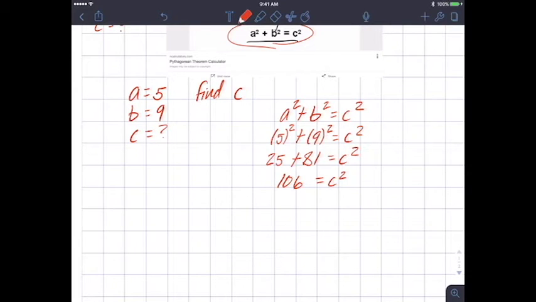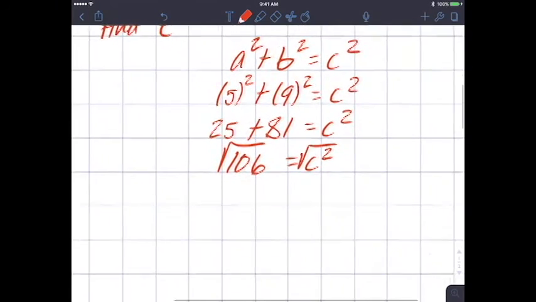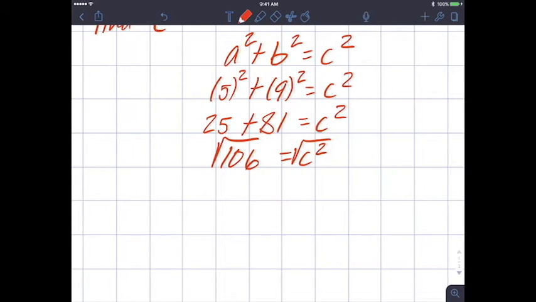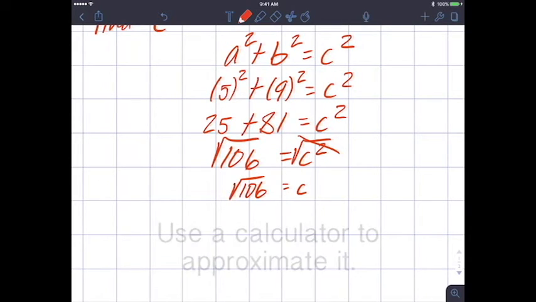So now in order to solve for C, we have to take the square root. Square root, square root. Now a common mistake that students make is with the square root of a number squared, this cancels right here. So you're just left with C, okay? And the square root of 106, this is not a perfect square. So we're going to leave it right now. Square root of 106. But we can approximate this value, okay?